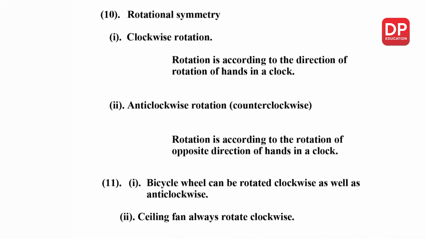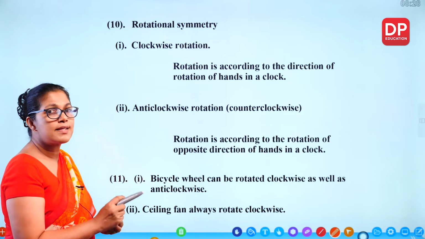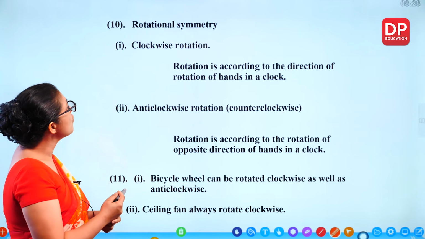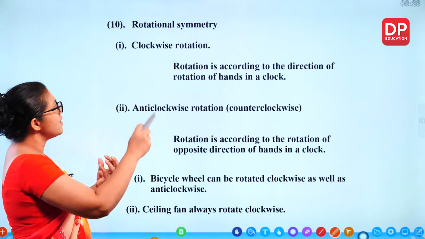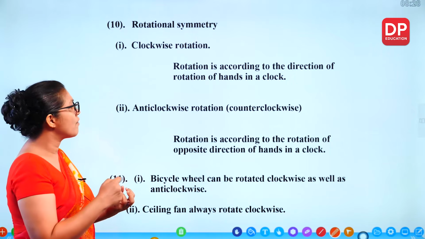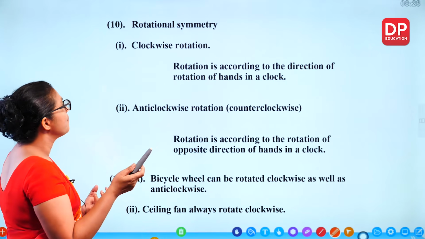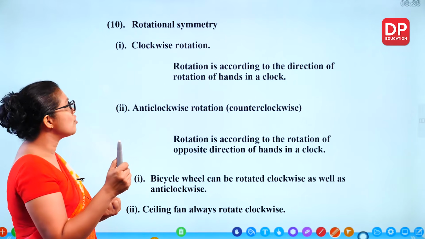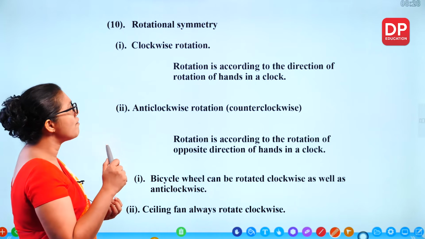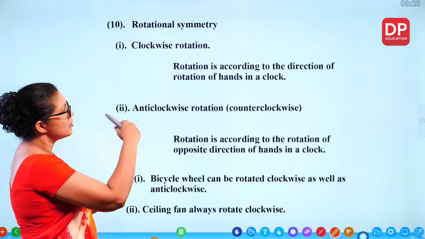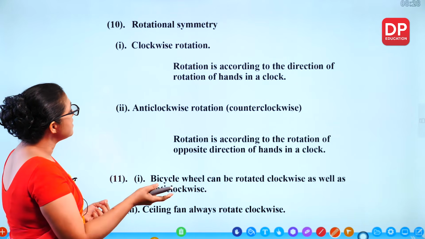Now we'll look at rotational symmetry. So far we discussed the axes of symmetry. What is rotational symmetry? We can take clockwise rotation or anti-clockwise rotation. Anti-clockwise, which means counterclockwise, is also okay. What does clockwise rotation mean? Rotation is according to the direction of rotation of the hands in a clock. So this way we call clockwise and anti-clockwise.